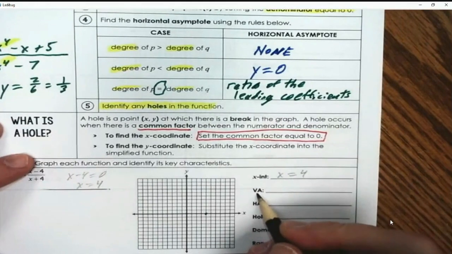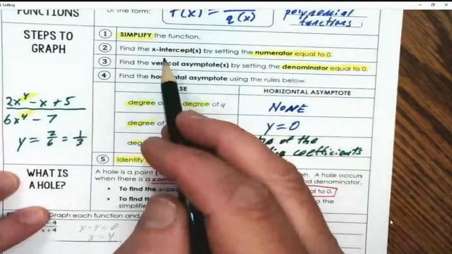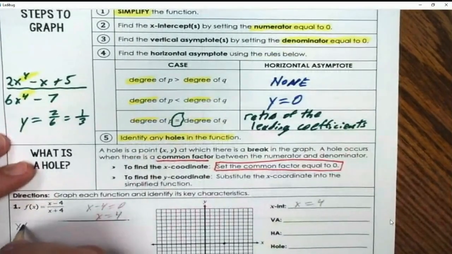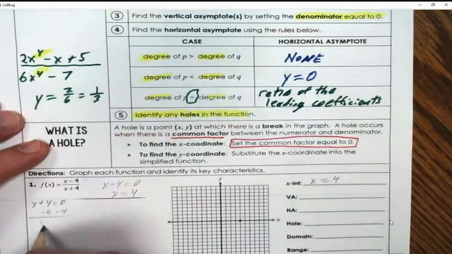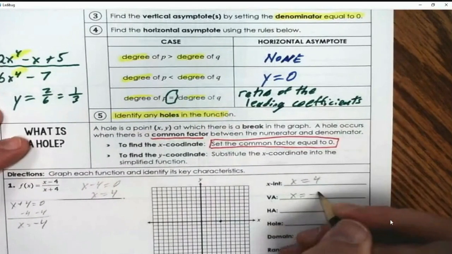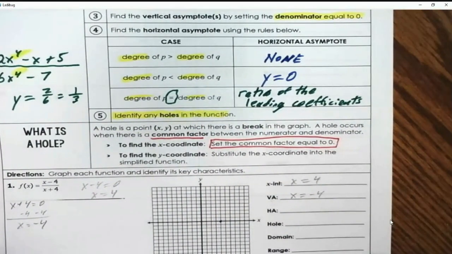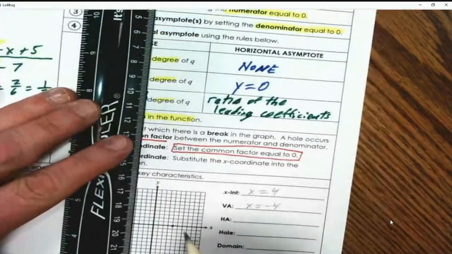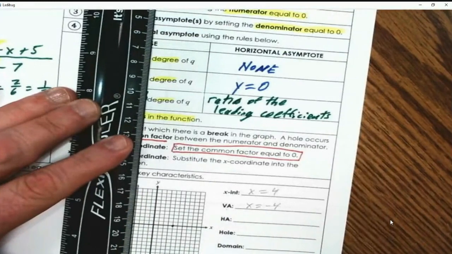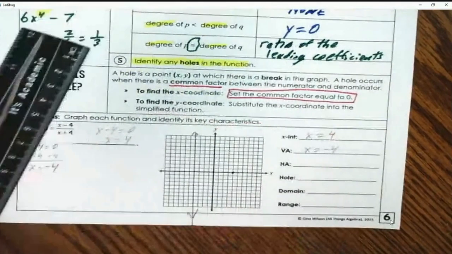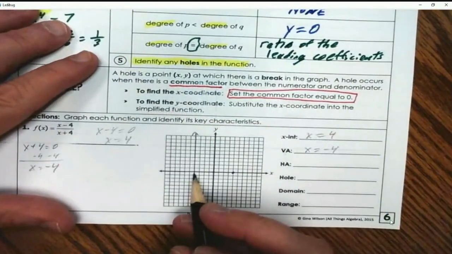Okay, the vertical asymptote. To find the vertical asymptote, set the denominator equal to 0. So x plus 4 equals 0. Subtract 4. X equals negative 4. So that's the vertical asymptote. X equals negative 4. At negative 4, that's going to be that asymptote that it's not going to touch. It'll get closer and closer to x equals negative 4, but it's not going to touch that.